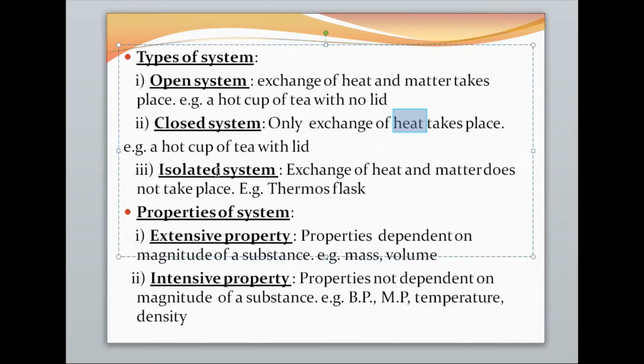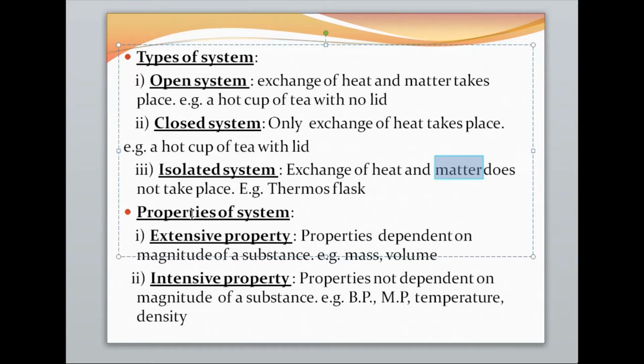The third type of system is called an isolated system. In this, exchange of both heat and matter does not take place. For example, a thermos flask. Now, why do we use a thermos flask? So that whatever is there in that thermos remains at the same temperature. Suppose I have hot tea. If I pour the contents of this hot tea into a thermos flask, why do I do that? So that there is no exchange of heat, so that the hot remains hot. And of course, since the thermos flask is covered, there will be no exchange of matter.